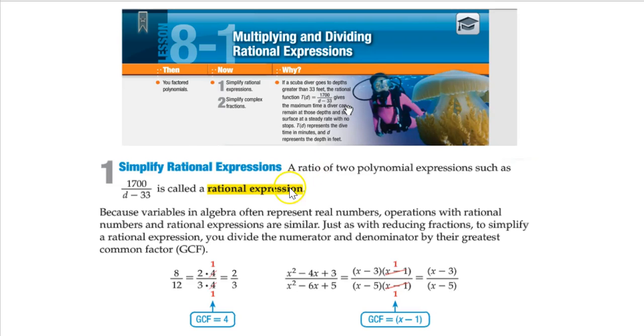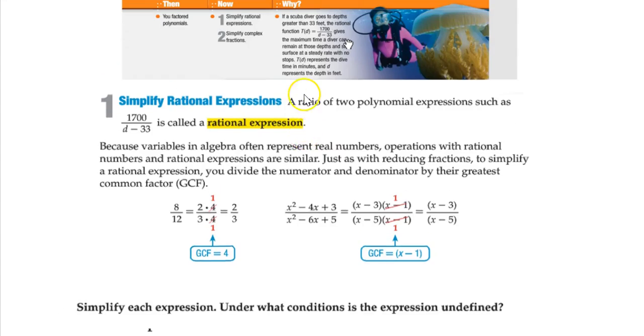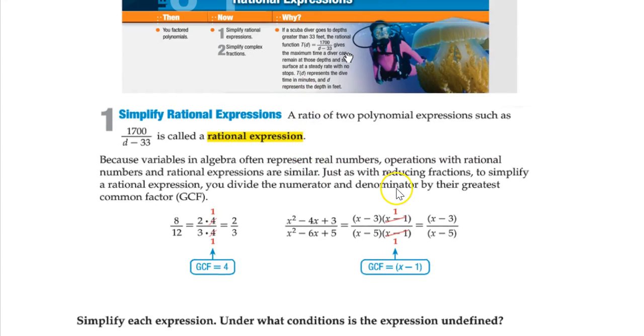A1, multiplying and dividing rational expressions. So by the end of this lesson, our goal is to be able to simplify rational expressions and simplify complex fractions. So that's what a rational expression is. And all it is, is one polynomial divided by another polynomial.